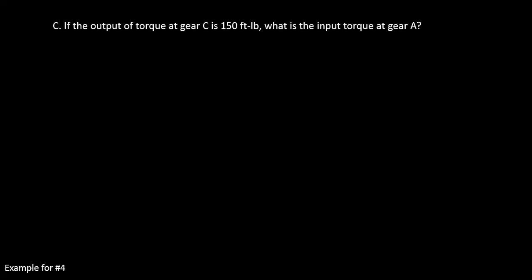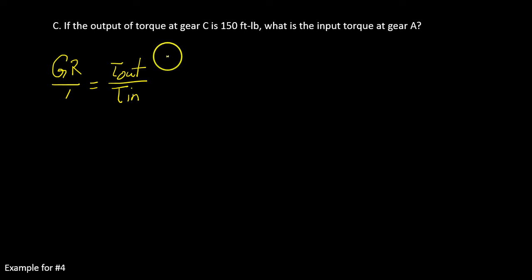All right, so moving on, if we look at an example that compares to number 4 on your activity, it says if the output torque at gear C is 150 foot-pounds, what is the input torque at gear A? Okay, so we're using torque this time, so remember the formula. Gear ratio is equal to the torque out divided by the torque in.